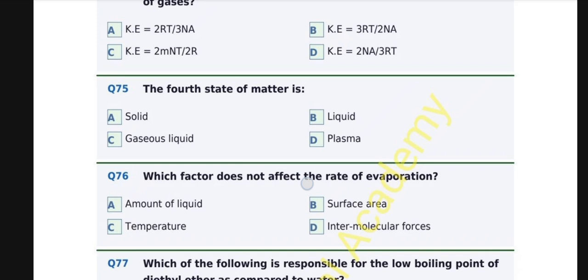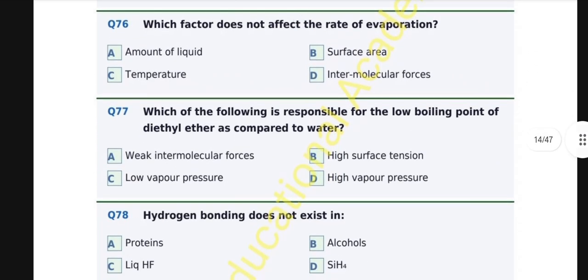Question number 77. Which of the following is responsible for the low boiling point of diethyl ether as compared to water? A. Weak intermolecular forces, B. High surface tension, C. Low vapor pressure, D. High vapor pressure. And the correct option is A. Weak intermolecular forces. Diethyl ether lacks OH groups for hydrogen bonding. It only has weak van der Waals forces, which results in a lower boiling point compared to water.